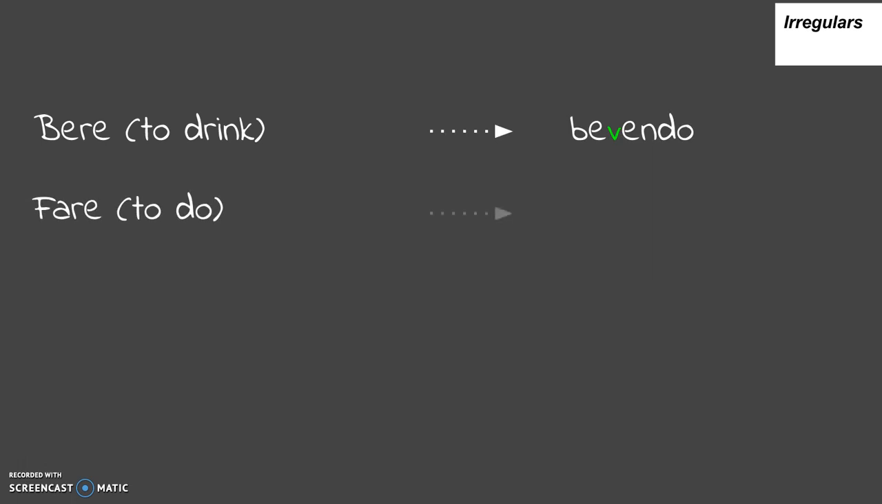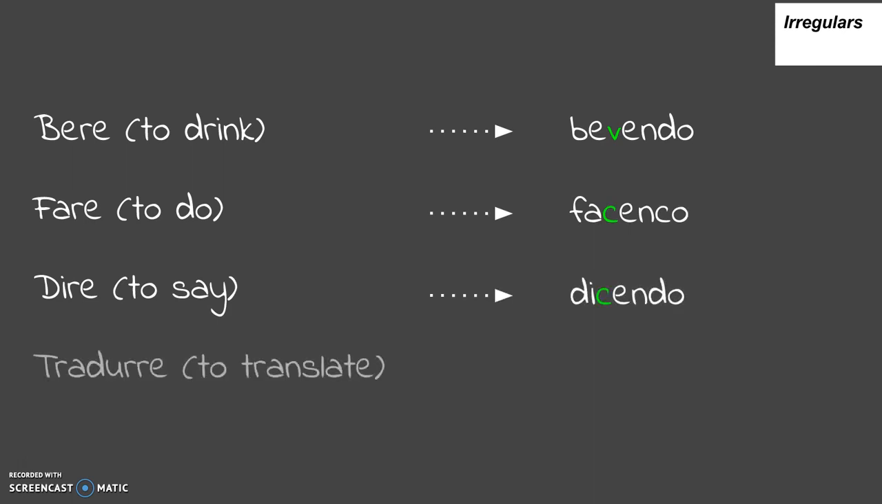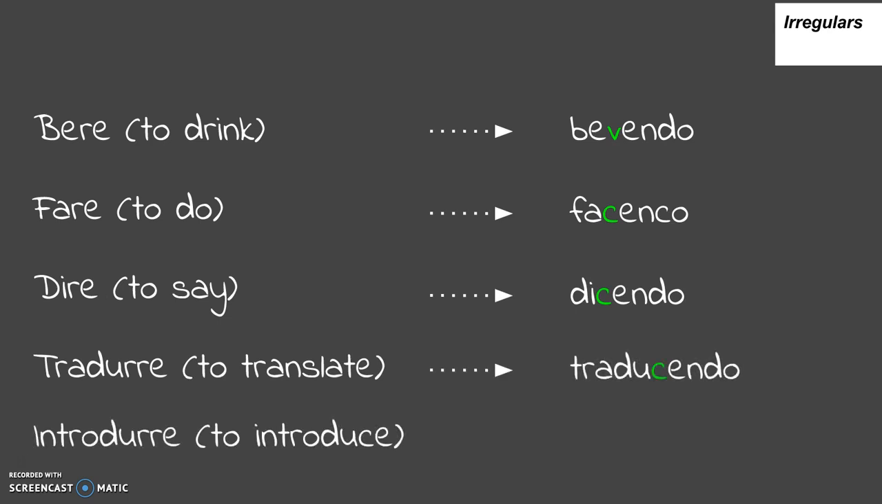A positive aspect of the gerundio is that even though there are some irregular forms, there aren't very many and they are quite predictable. So bere, to drink, becomes bevendo, fare, to do, facendo, dire, to say, dicendo, tradurre, to translate, traducendo, and introdurre, to introduce, introducendo.